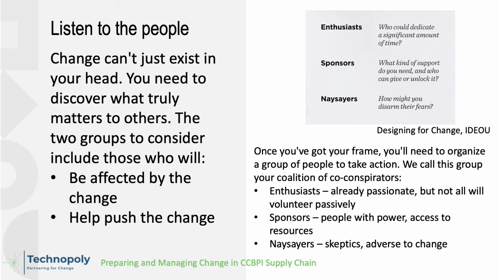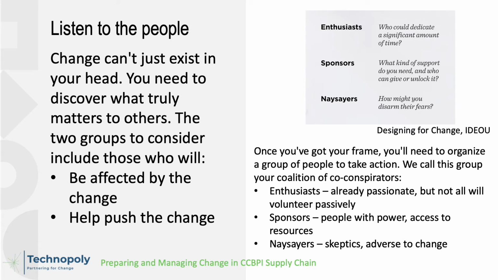When we look at our stakeholders in general, you could consider three kinds of people you need to include in your movement. These are the enthusiasts, people who, when you say an idea, grasp onto it and are passionate about it. But take note that not all are willing to volunteer. You have the sponsors who you need support from, because they will give you the power, the access to resources. And of course, the last one, the naysayers. These are negative people. They will be skeptics. They are averse to change.